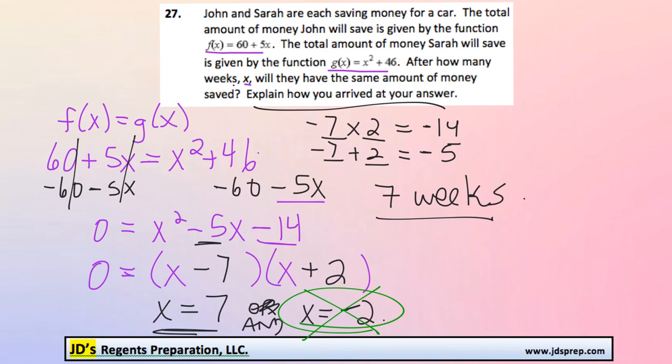They'll have the same amount of money, so that means we set both functions equal to each other, we solved for x, and we ignored the x value of negative 2 because you can't have negative weeks or negative time. That just doesn't make sense.